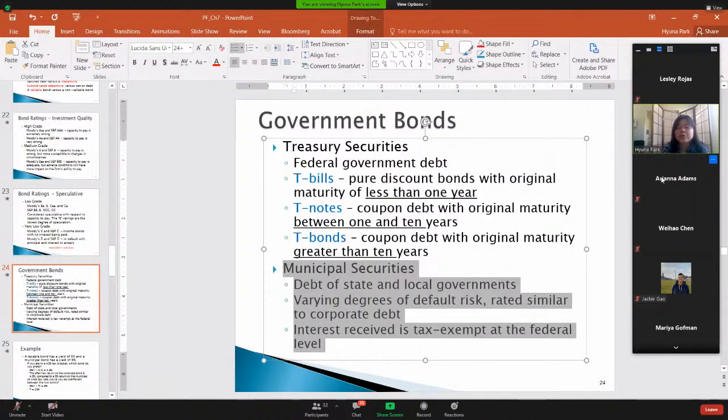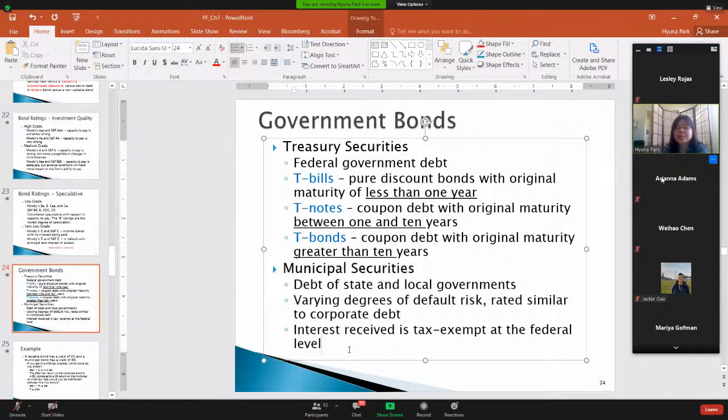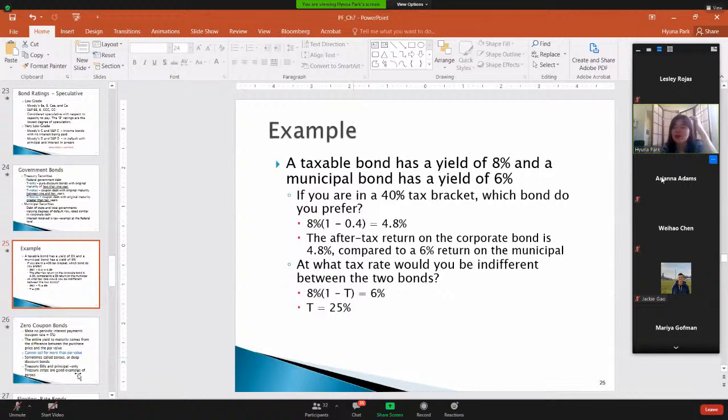And also, you should know there are municipal bonds issued by states and local governments, like the state of New York. Another very important aspect of municipal bonds is that the interest payment is tax exempt at the federal level. So the U.S. federal government will not ask you to pay taxes on the interest income received from municipal bonds. So this is tax exempt. All else equal, municipal bonds will have a lower yield than corporate bonds because of the tax characteristic.